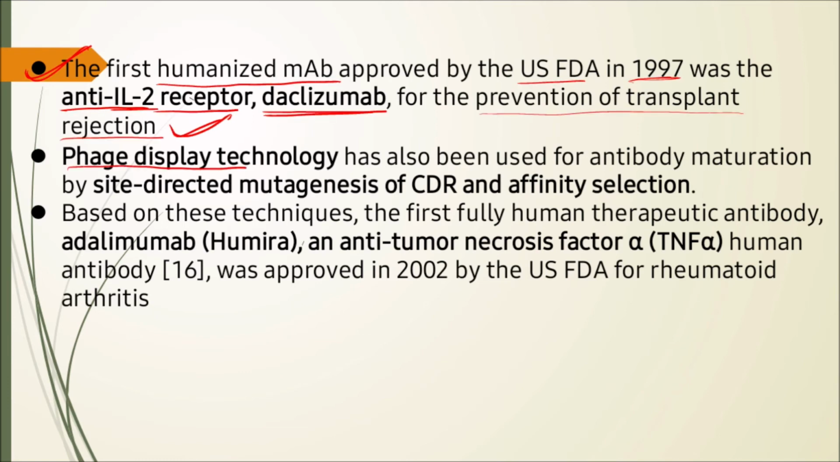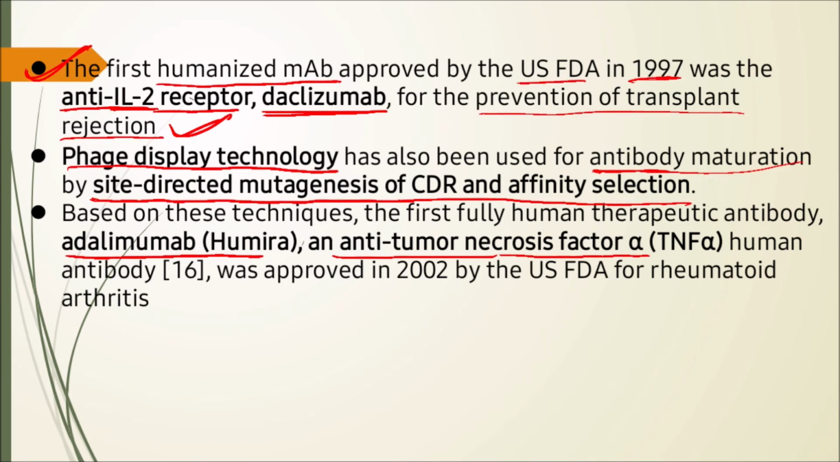Another is that phage display technology is used for antibody maturation by site-directed mutagenesis of CDRs and affinity selection. Okay, so based on this phage display technology, the first fully human therapeutic antibody is adalimumab, anti-tumor necrosis factor alpha. It is a human antibody approved in 2002 for rheumatoid arthritis.